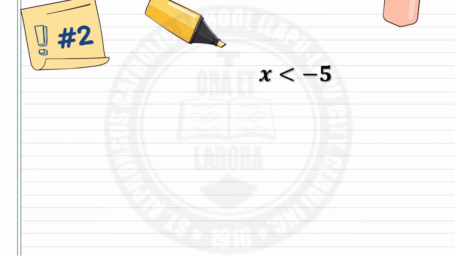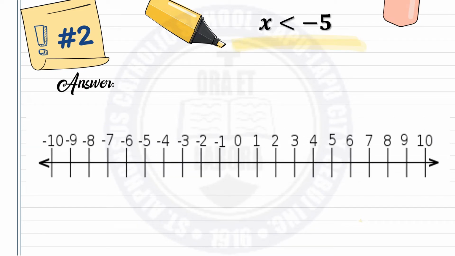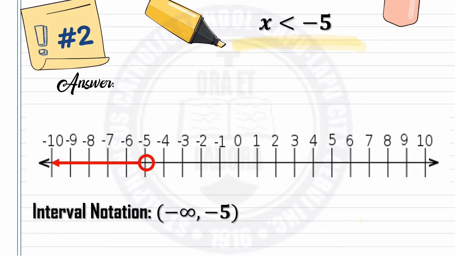Number 2. X is less than negative 5. Draw first your number line, hollow dot on negative 5. Since we are having here less than, that means we are going to use a hollow dot, and we are going to place it on negative 5. Next, as you can see, less than is going to the negative infinity, so our arrowhead is going to the negative infinity. For interval notation, from negative 5 to the negative infinity.